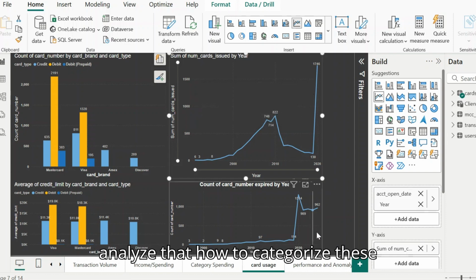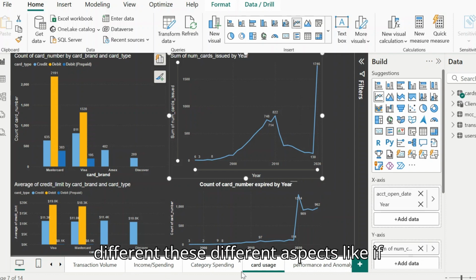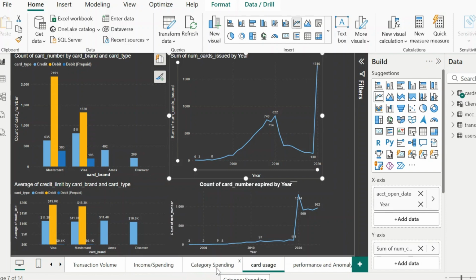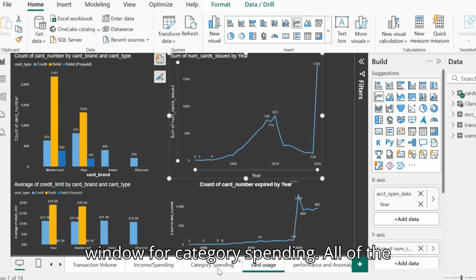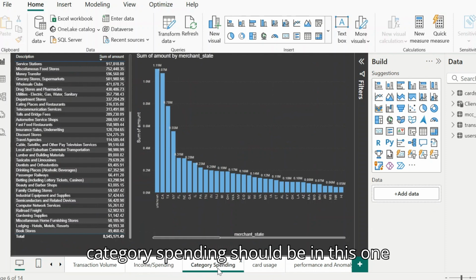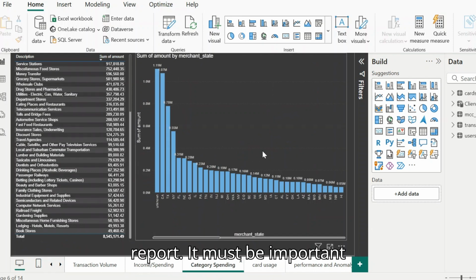So you need to be very specific about what chart type to be used. After chart type, we need to analyze how to categorize these different aspects. Like if we are focusing on the category spending, we should have one window for category spending. All of the category spending should be in this one report. It is important to ingrain this detail.